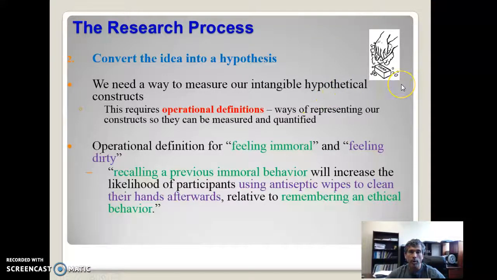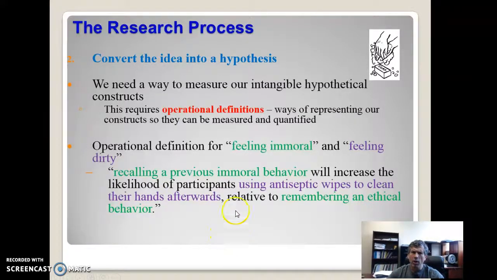Here we go. In the green, we see how they operationally define feeling immoral. They had some participants recall a previous immoral behavior, and other participants remember an ethical behavior. This is what's called a manipulation. They're actually controlling how that variable changes. But the assumption there is that people that remember something bad they did in the past are going to feel more immoral than people that remember something good they did in the past. So that's how they're trying to represent that variable, and in this case, they're directly trying to control that variable, to change it from one participant to the next.